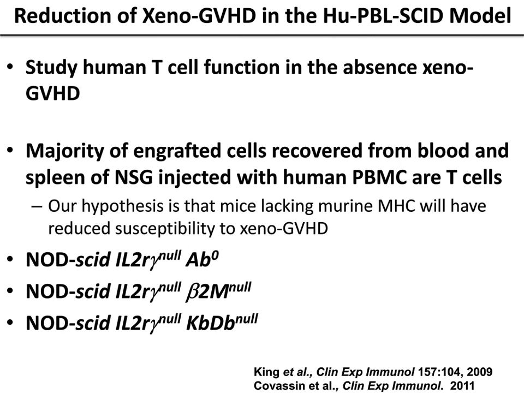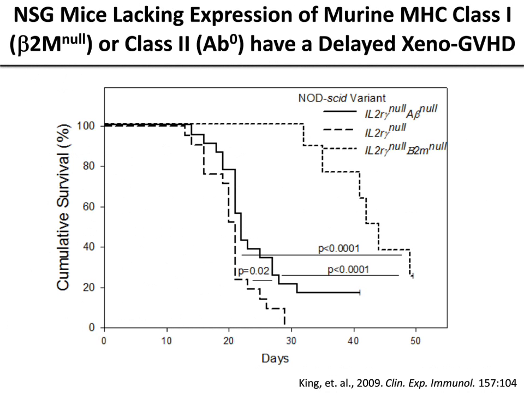So again, our basic setup for our Hu-PBL-SCID mouse model, we're looking at survival over time. In this case, the standard NSG mouse, which is the longer dashed line, succumbs to the infection, or the GVH, fairly rapidly.